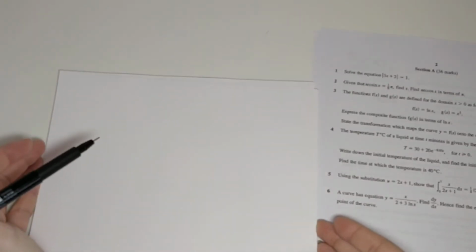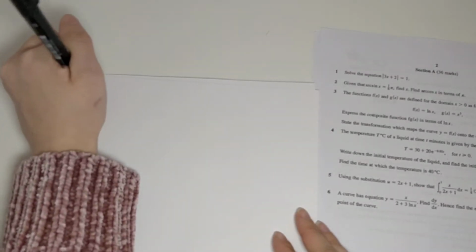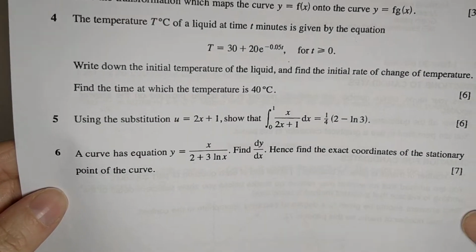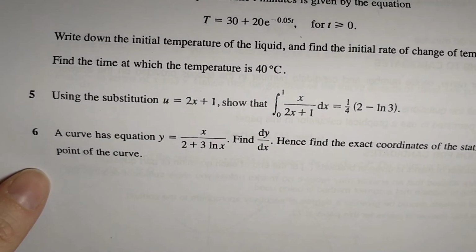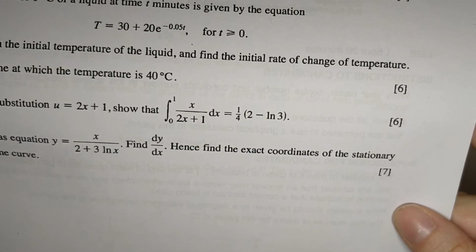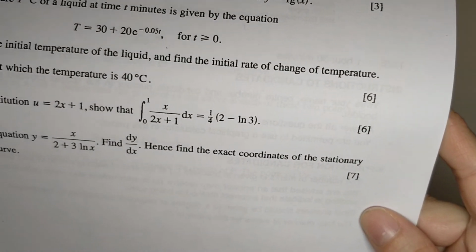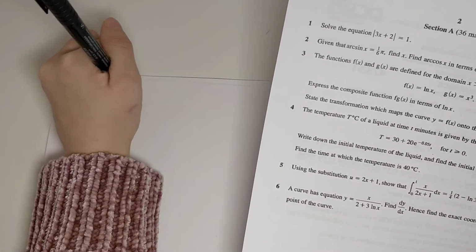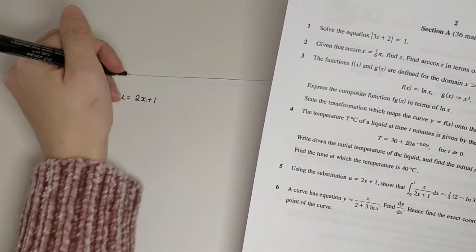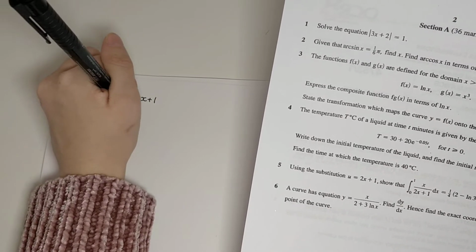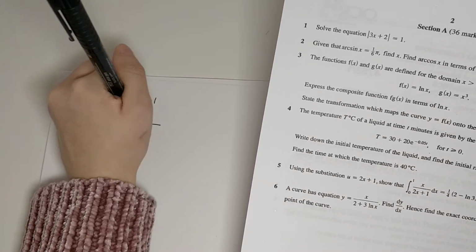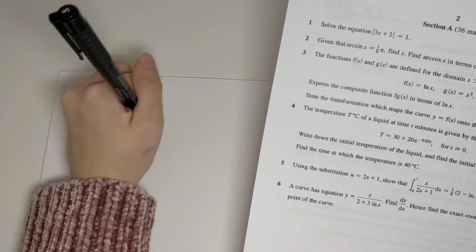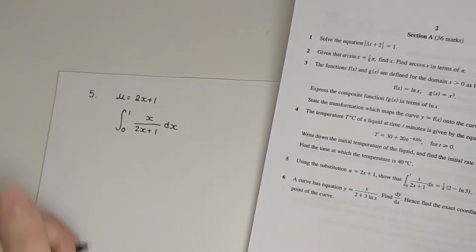That paper's too black. Get rid of it. Question 5. Using the substitution u equals 2x plus 1, show that this integral equals this thing. 6 marks. Okay. U equals 2x plus 1. And the integral 0 to 1 x over 2x plus 1 dx. Okay.